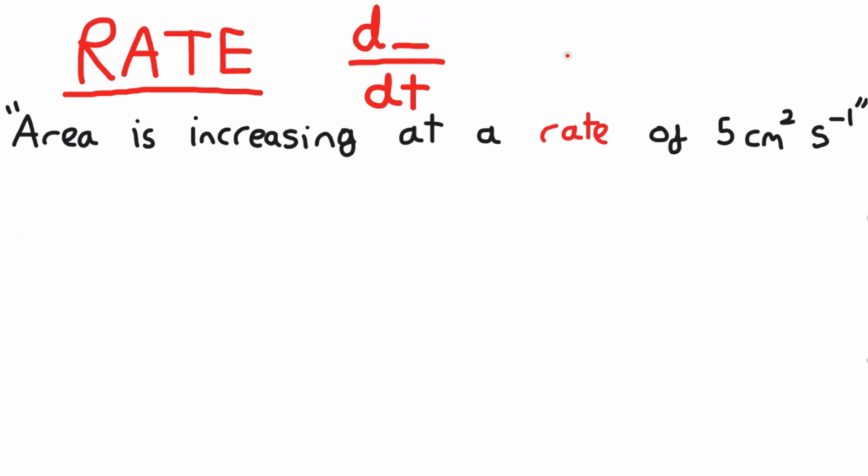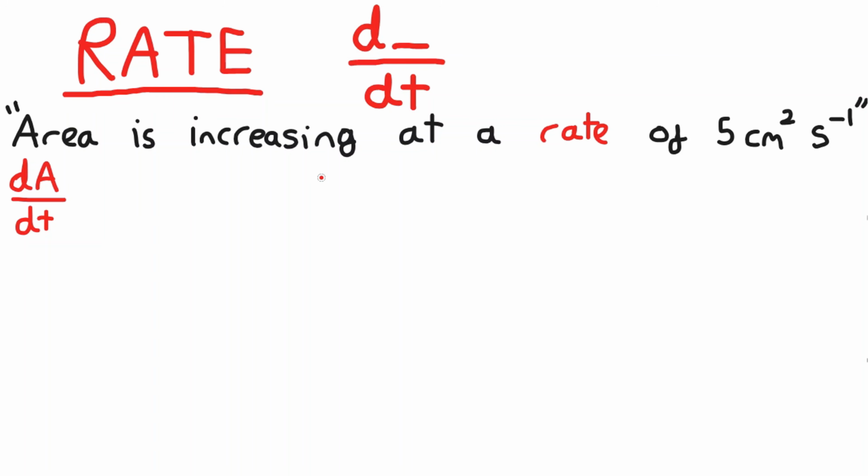So for example, let's say that a question says the area is increasing at a rate of 5 centimeters squared per second. Now we have this key word here, rate, so this is telling us it's going to be d something over dt. And as this particular part of the question is talking about area, it says the area is increasing at a rate. Therefore, this thing on the top is going to be area, which we denote with a capital A.